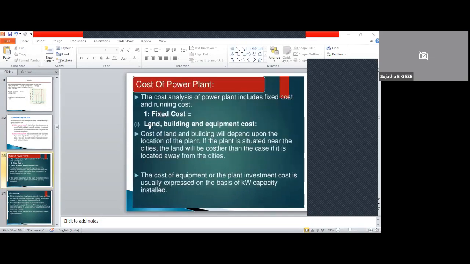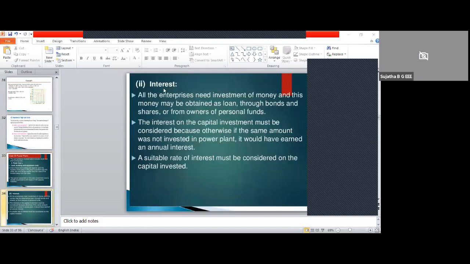First one under fixed cost is land, building and equipment cost. Second under fixed cost is interest. You know that all enterprises need investment of money, and this money has to be obtained as a loan or through bonds and shares or from owners of personal funds. The interest on the capital investment must be considered, because otherwise if the same amount was not invested in the power plant, it would have earned an annual interest. So interest is also considered as a fixed cost.